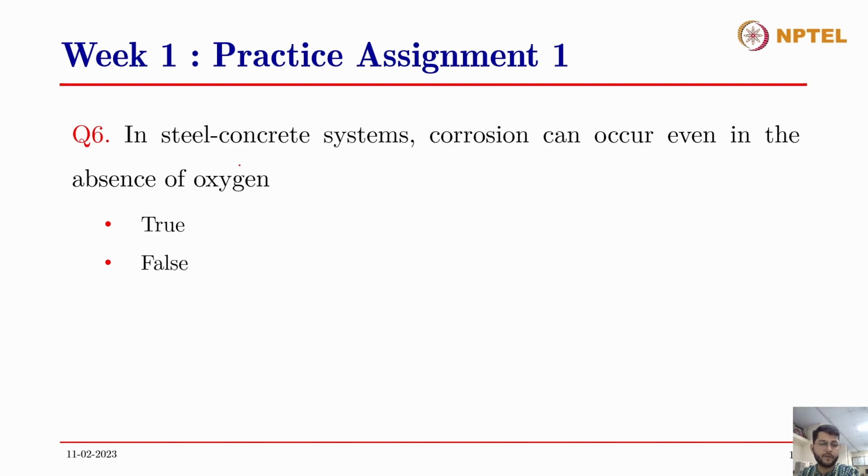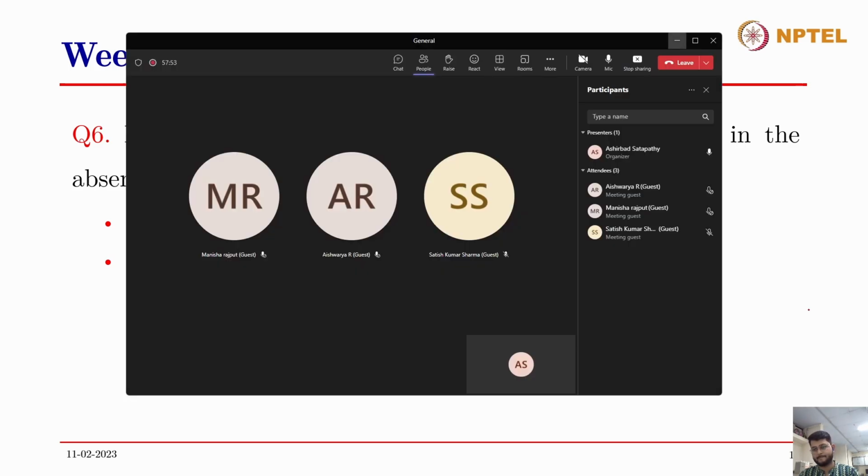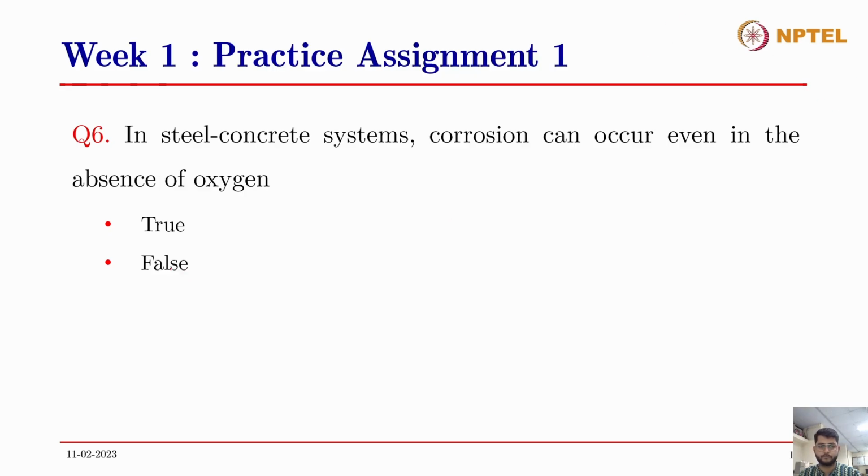All right. Moving on to the sixth question. In steel concrete systems, corrosion can occur even in the absence of oxygen. True or false? Can somebody answer this question? This is false because corrosion cannot take place in the absence of oxygen. Both moisture and oxygen are required. Right. This we have also discussed in the last session as well.